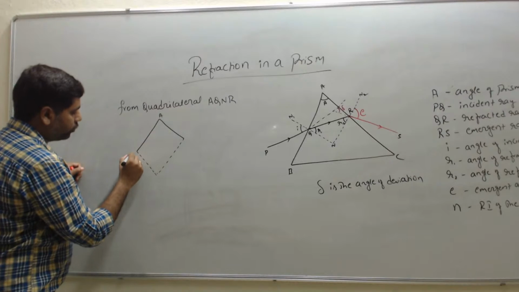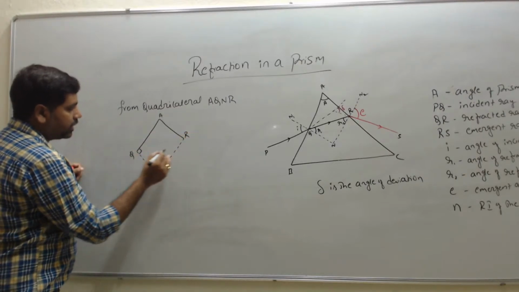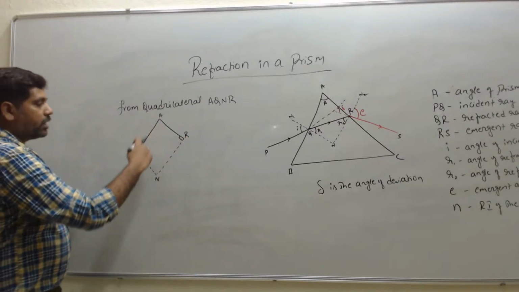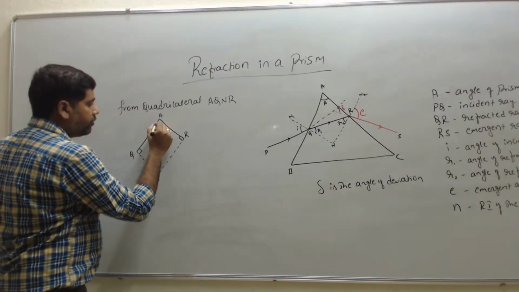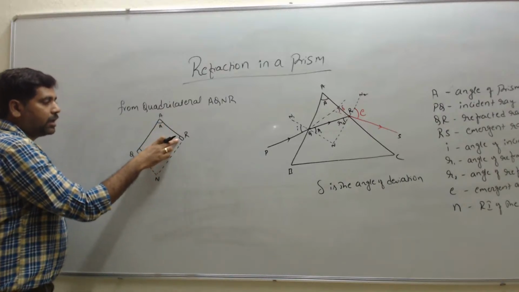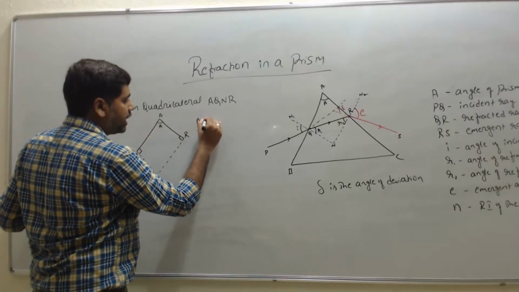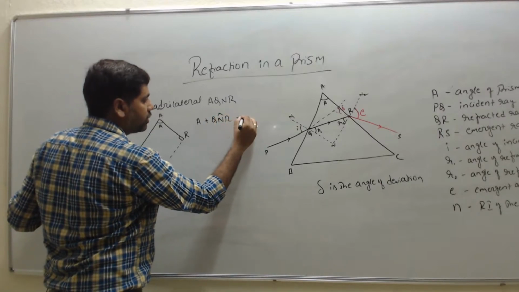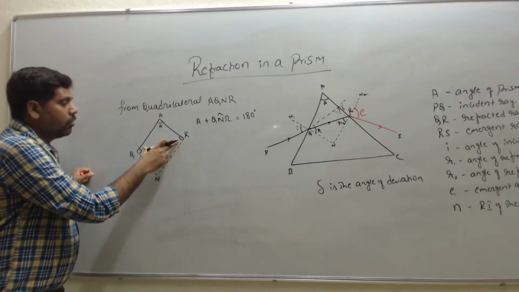A, Q, N and R. So this angle is 90 degrees and this angle is 90 degrees. So in a quadrilateral, the sum of the angles is 360 degrees. Here we have the angle A, and if these two angles are 90 degrees, then the remaining opposite angles, that is angle A plus angle QNR, equals 180 degrees. Here 90 plus 90 is 180.